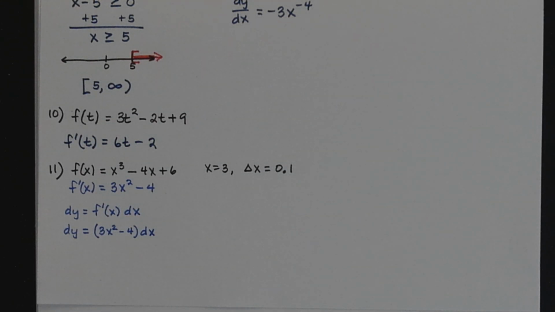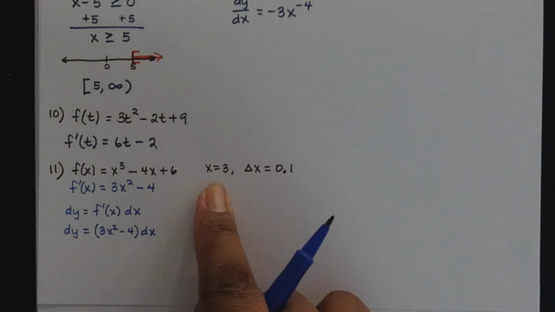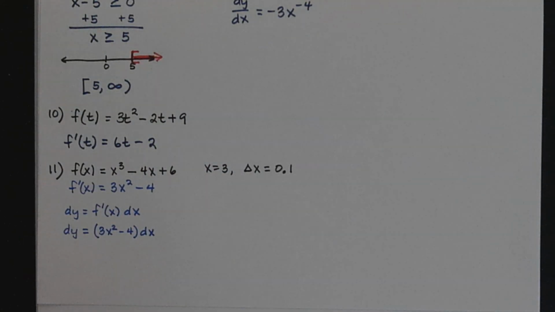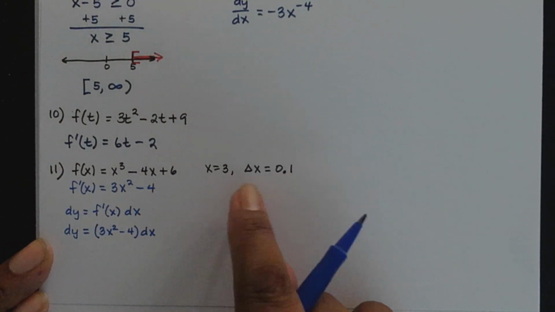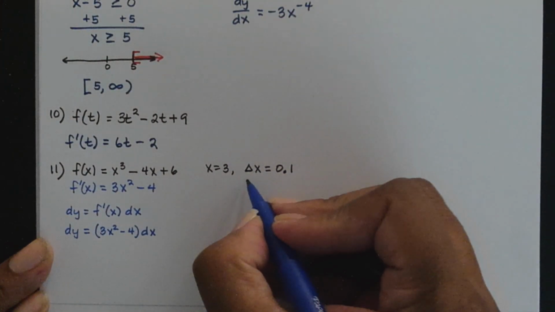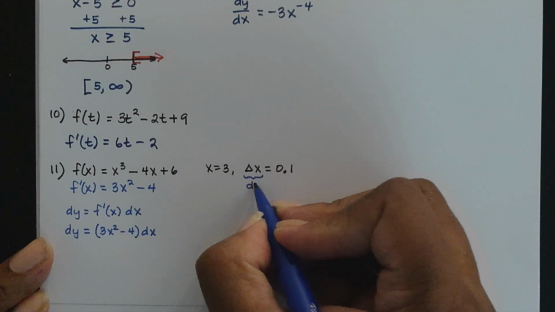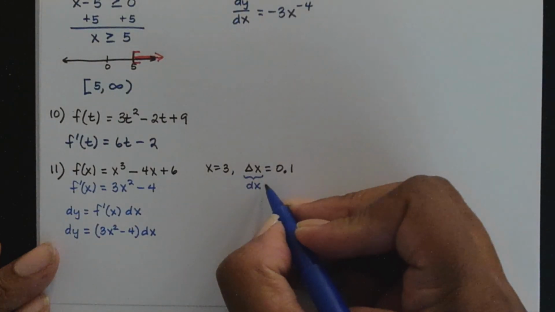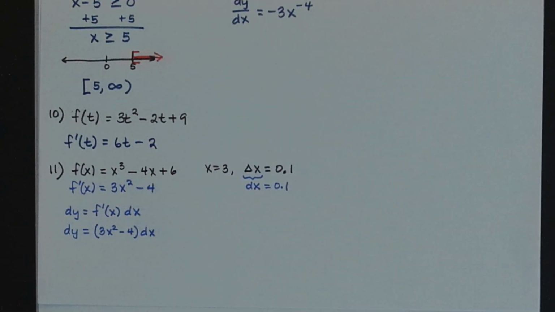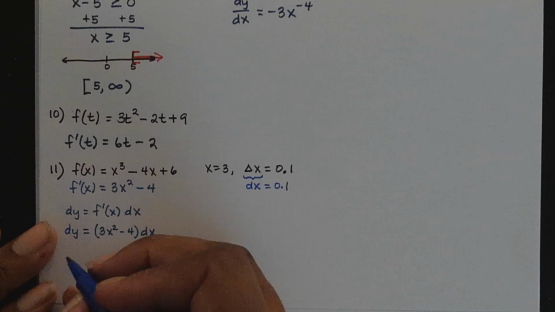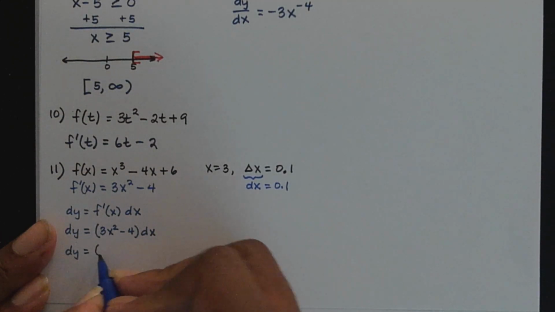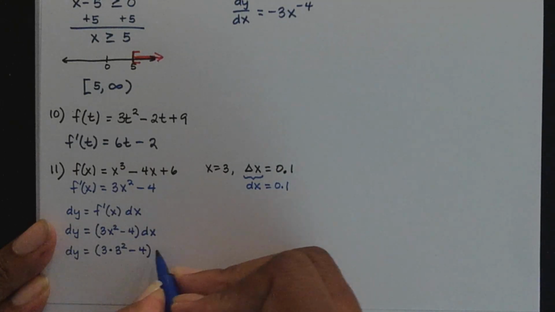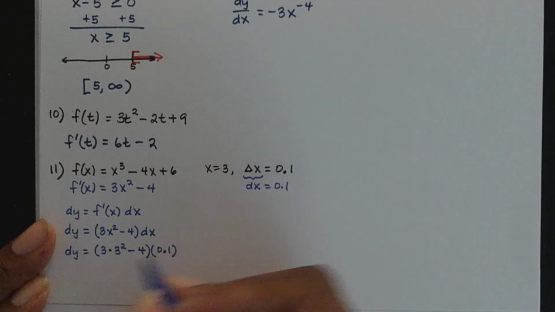Now from here we can find out what dy is, because we have our x equaling 3. So all we do there is just substitute that x with the 3. And also, delta x is 0.1. This is the same as saying dx, so dx is equal to 0.1. So we can substitute the dx with that 0.1. Now we've got dy is equal to 3 times x, which is 3, squared, minus 4, times dx, that's 0.1.